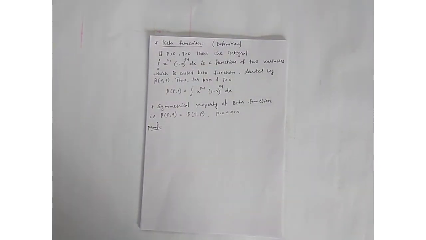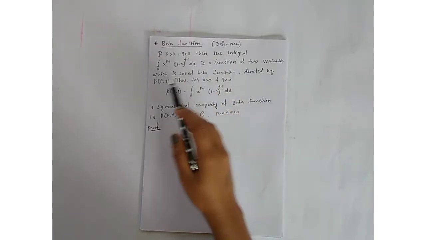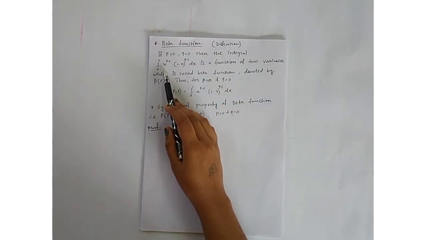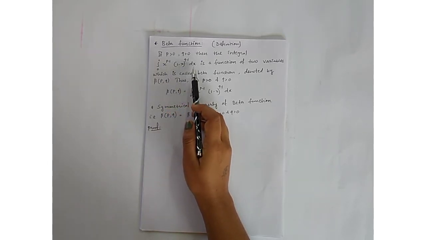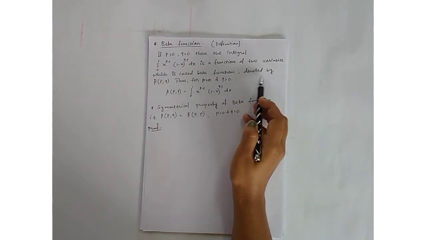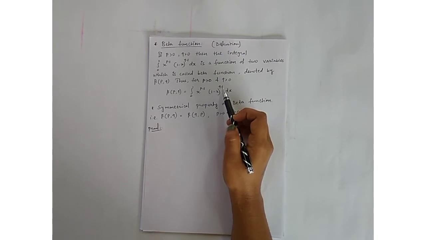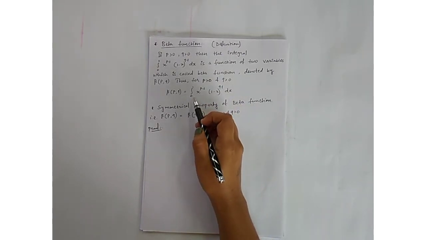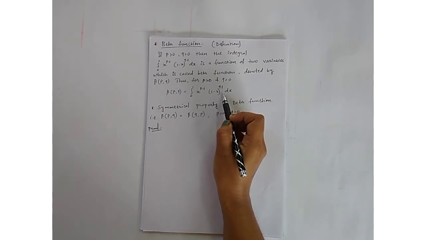Next, we are going to see the definition of the beta function. If p is greater than 0 and q is greater than 0, then the integral from 0 to 1 of x to the power p minus 1 into 1 minus x, all to the power q minus 1, dx is a function of two variables, which is called the beta function, denoted by beta p comma q. Thus, for p greater than 0 and q greater than 0, beta p comma q is equal to the integral with limits 0 to 1 of x to the power p minus 1 into 1 minus x, all to the power q minus 1, dx.